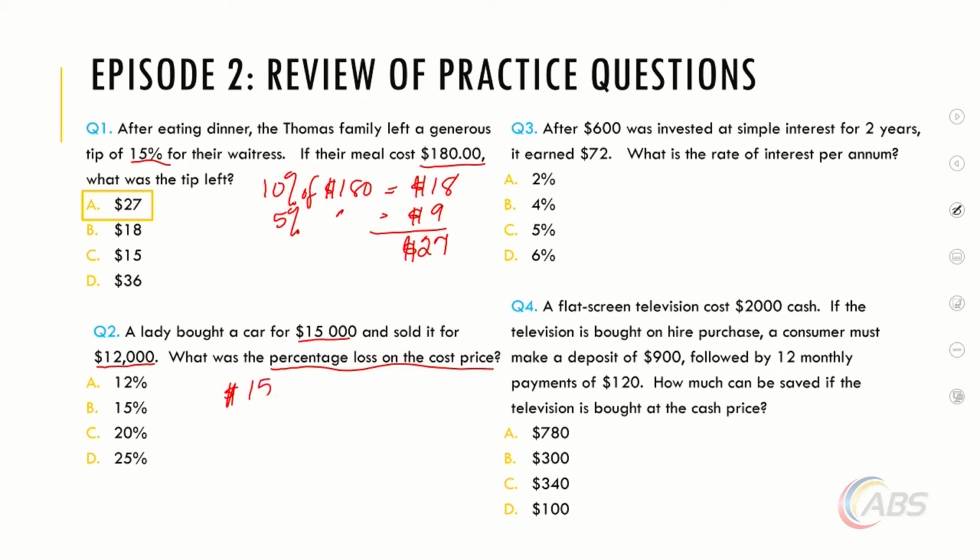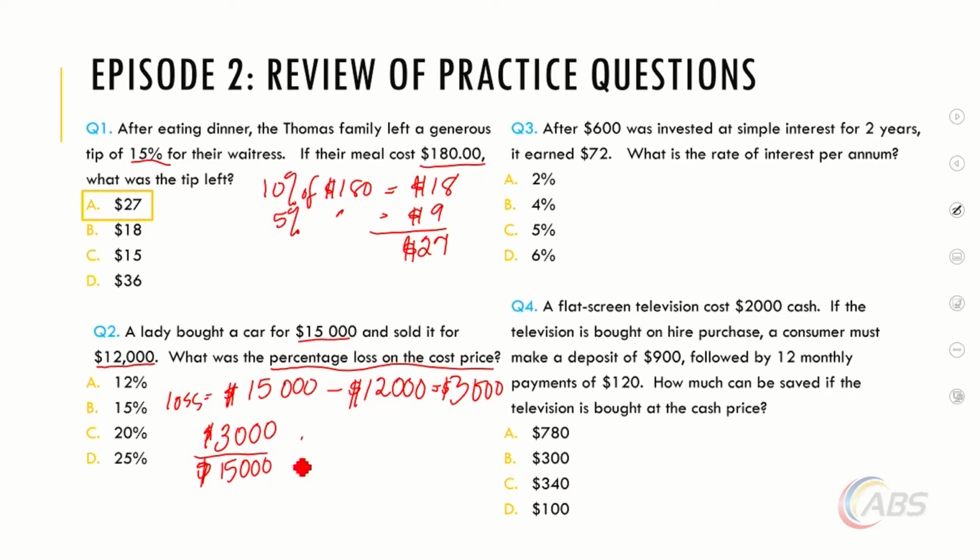So we have 15,000, and if we take away 12,000, we are left with 3,000. Okay, so this is our loss. And just as the question said, what was the percentage loss on the cost price? So our loss, which is 3,000, we're going to put that on the cost price. The cost price, not the selling price, so it's going to be over 15,000.